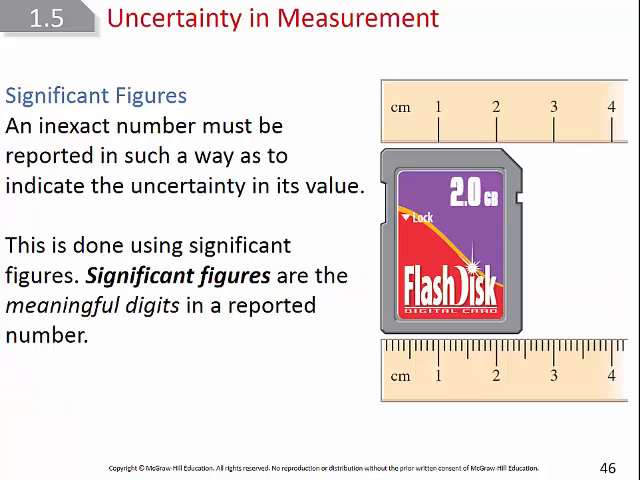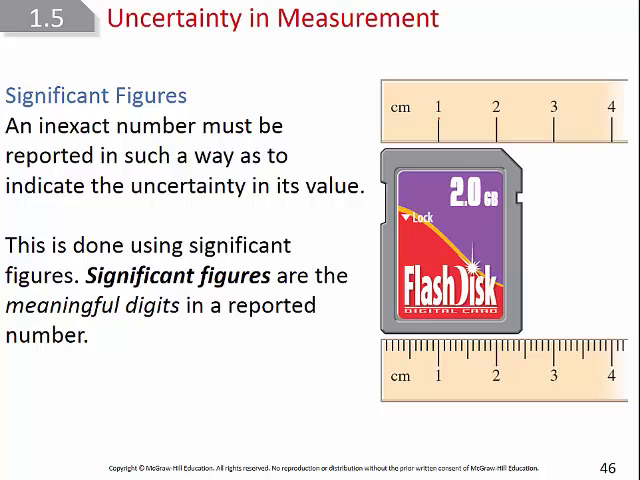Once you've determined that you have an inexact number, say you are the one who took the measurement, how do I know how many of those numbers to record and consider significant? Significant figures are the meaningful digits in any reported number. Let's say I am measuring the length of this flash disk here, and I have two different rulers. Both of these rulers are measuring in metric. They're both measuring in centimeters, but the graduations are different.